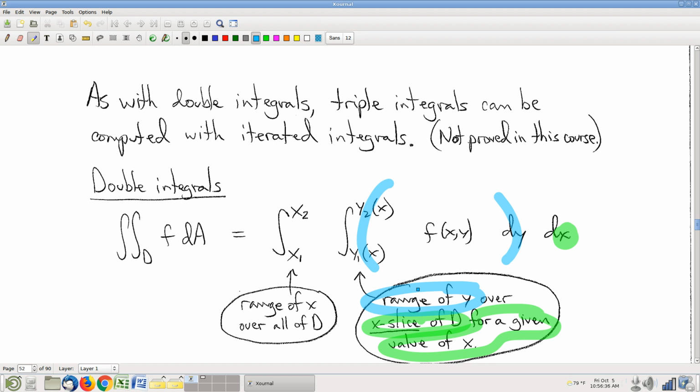For a given value of x, y1 and y2 depend on x because it's only on that x slice that you want to know what's the range of values of y. So said geometrically, you look at the x slice, and it's only on that x slice that you want to know the range of values of y. You don't want to know the range of values of y on the entire domain. You're just on that x slice. Everybody remember this? Big point here.